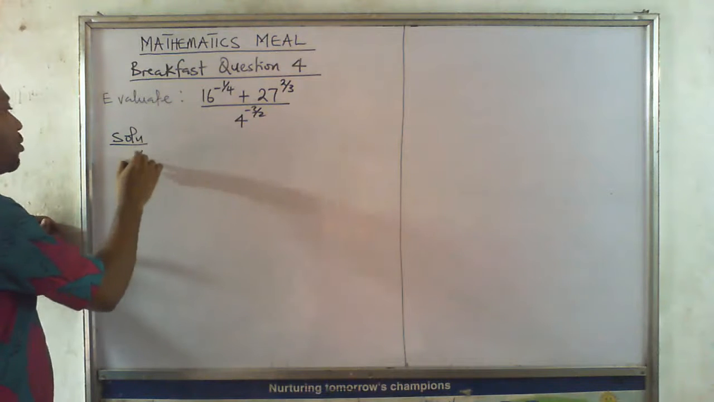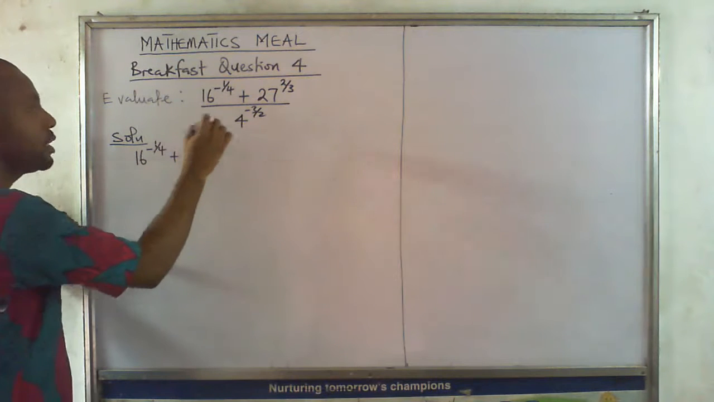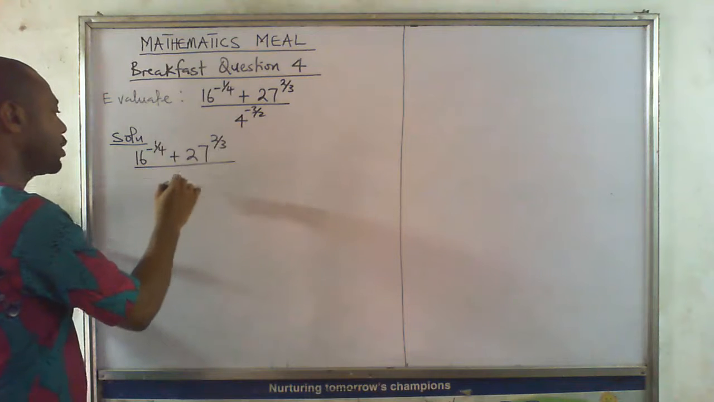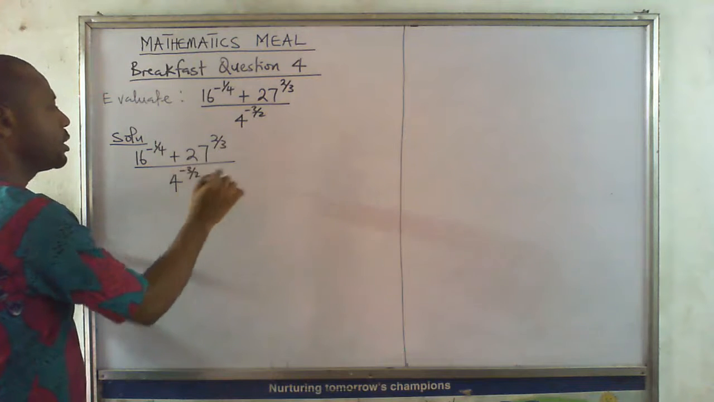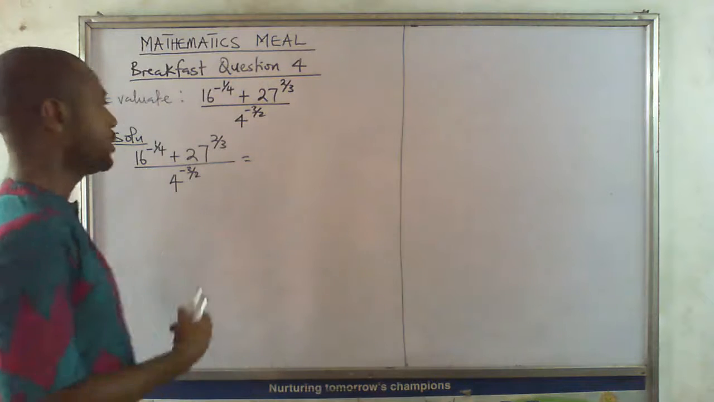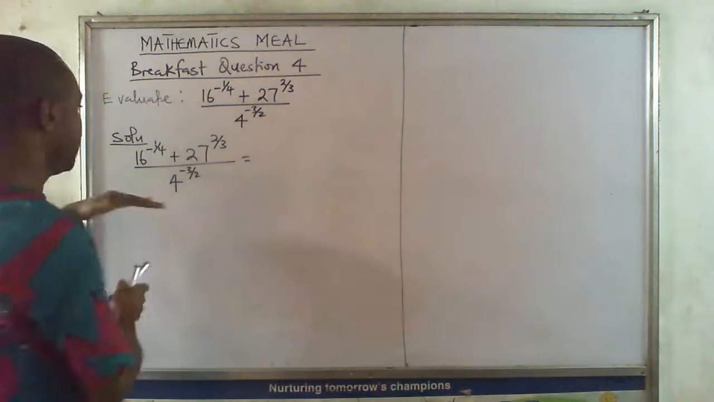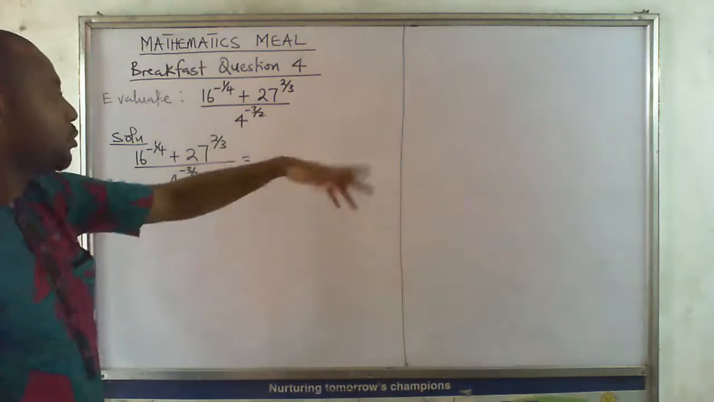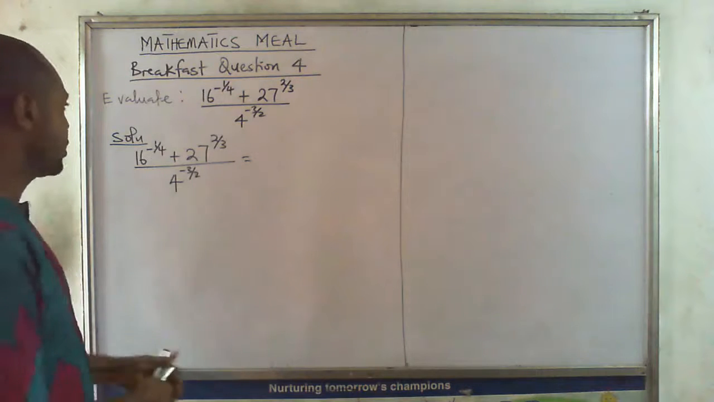We are asked to evaluate 16 raised to the power of minus 1 over 4, plus 27 raised to the power of 2 over 3, divided by 4 raised to the power of minus 3 over 2. So how do I begin this? One can decide to solve the numerator, solve the denominator, then combine them. But we can still be doing all of them at the same time.